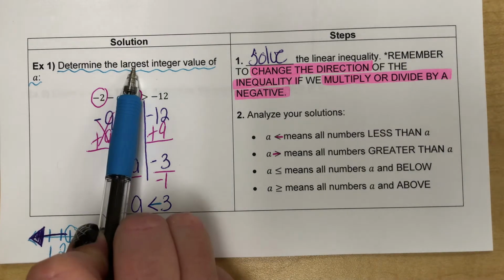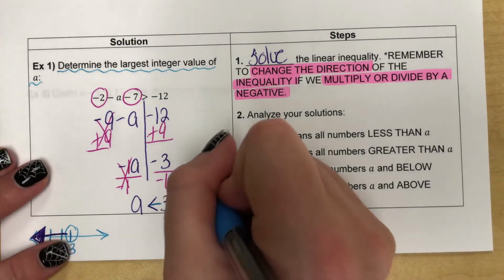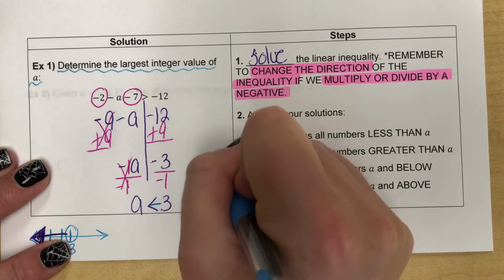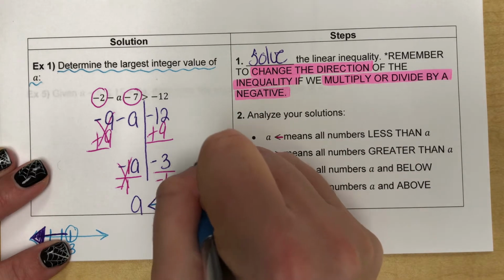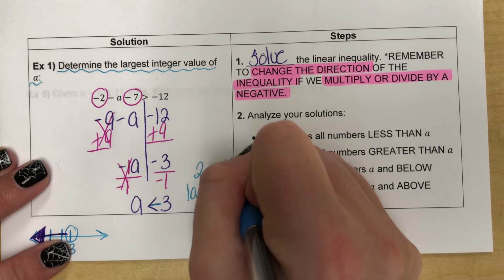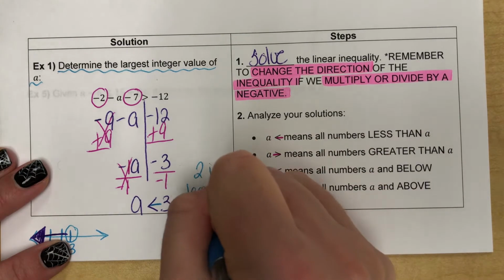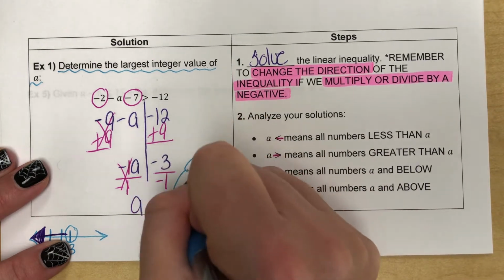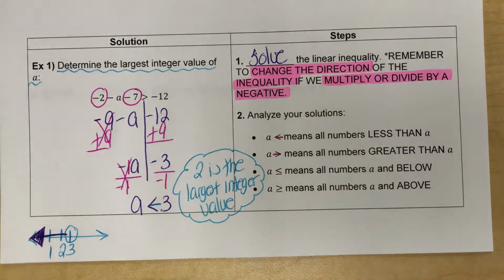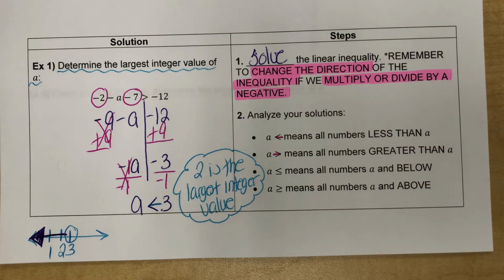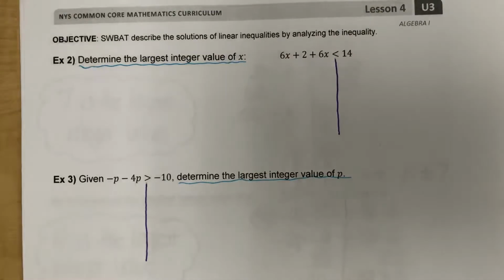All right, so what's the largest integer value? 2 is the largest integer value. All right, make sure you guys are adding this to your notes. If you don't have this little blurb at the end, you haven't answered the question completely, so just be careful. All right, let's go to the next page here.